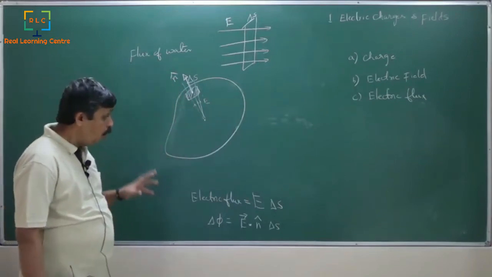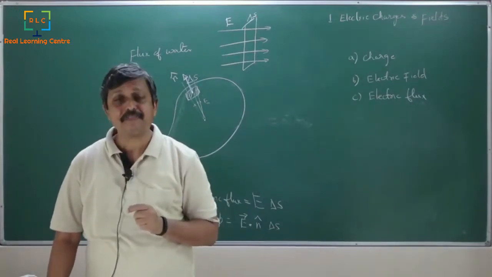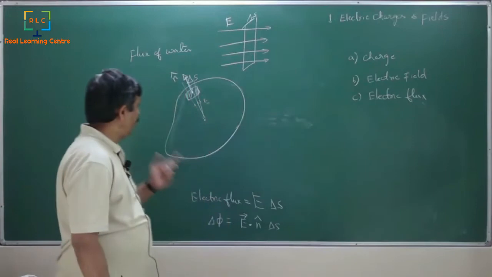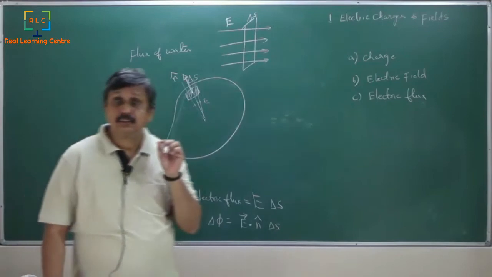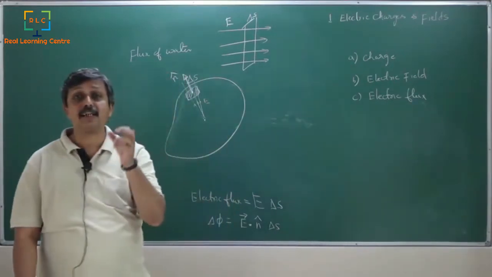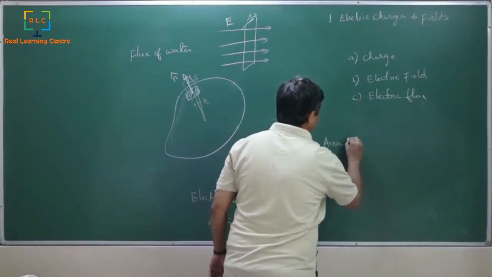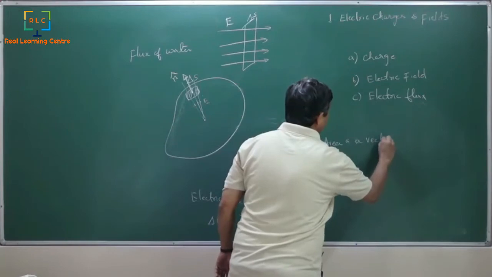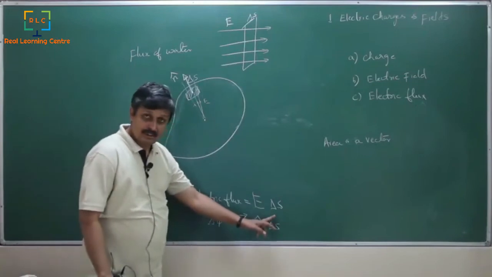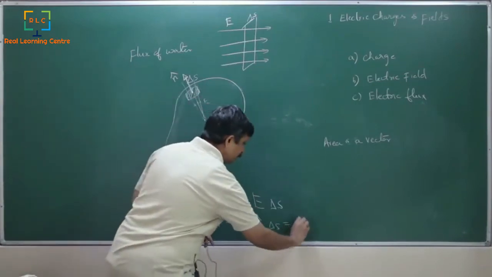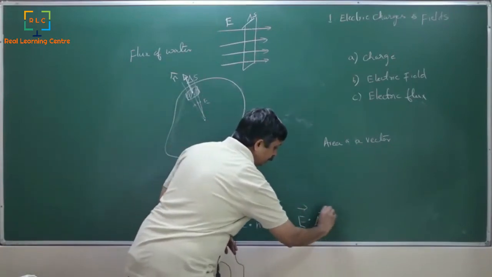Now, when we talk about a small area segment, we always treat the area segment as a vector. Area is considered as a vector, only for our convenience. So this delta S is a vector. And instead of writing E dot n like this, if you consider area itself as a vector, we can simply say E dot delta S.